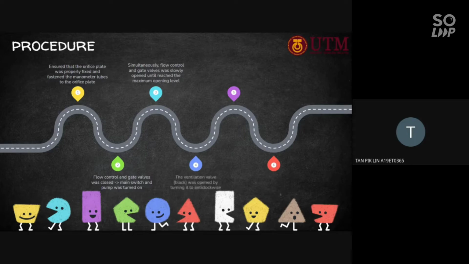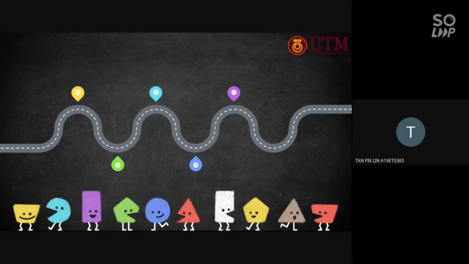The black ventilation valve is opened by turning it anti-clockwise to release all the bubbles in the system, if any. Then the black ventilation valve is closed, the gate valve is also closed, and the pump is turned off. The white ventilation valve will be slowly opened until the minimum water level of 30 to 40 millimeters is reached, and then the pump is turned on.